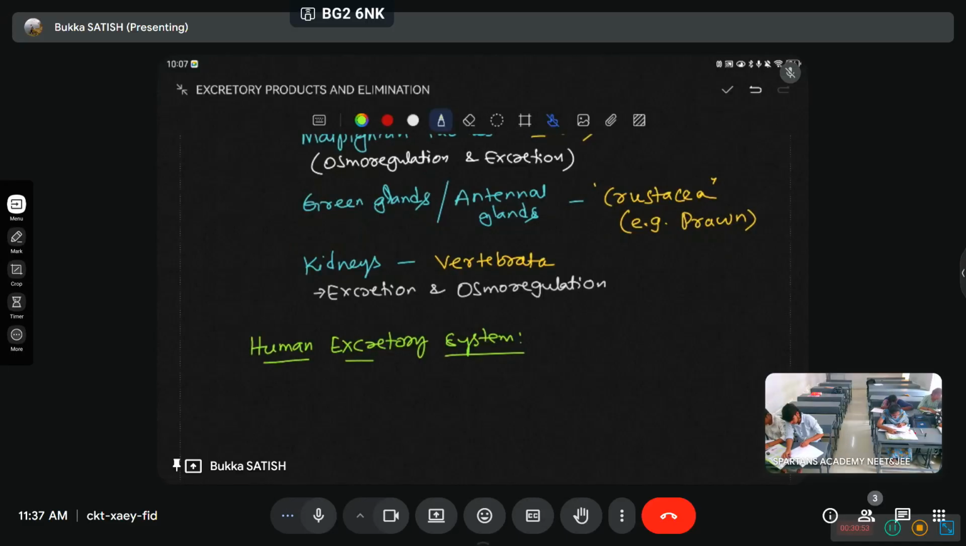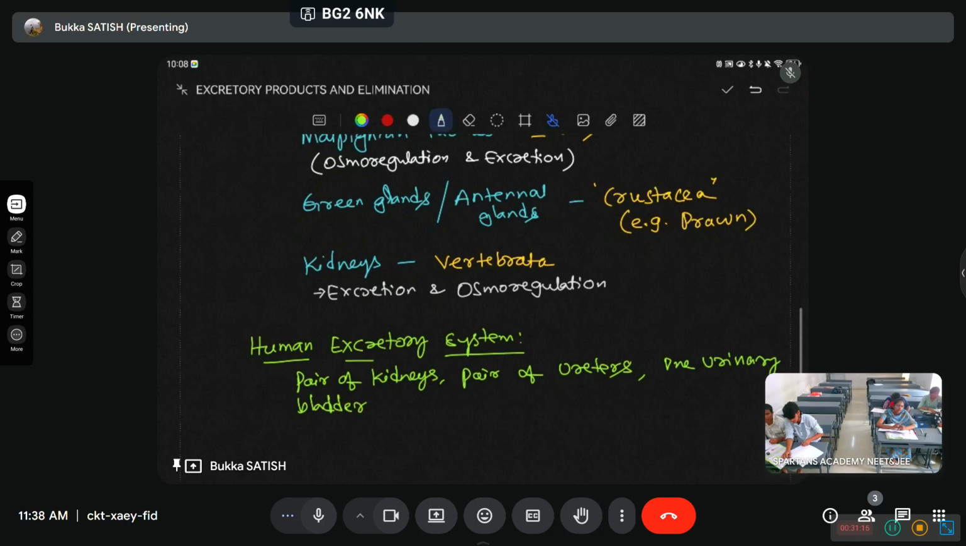Right. That includes a pair of kidneys, a pair of ureters connected to that. There will be one urinary bladder that opens into the urethra. These are all the different components.